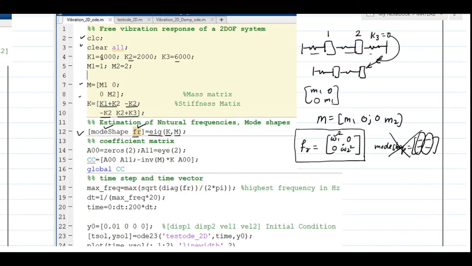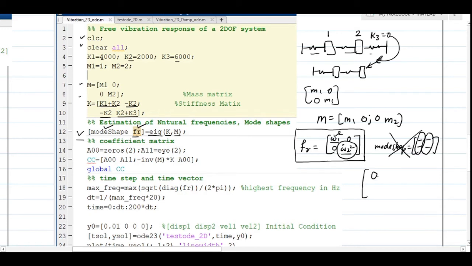So for a single degree of freedom system, there is only one time period. But for a two degree of freedom system, there will be two frequencies, and this would be the lower frequency, this would be the higher frequency. So how will you decide the time step? To decide the time step, you are going to use this frequency. We'll see it soon. Then we are creating the coefficient matrix. If you recall, we have created a coefficient matrix here.